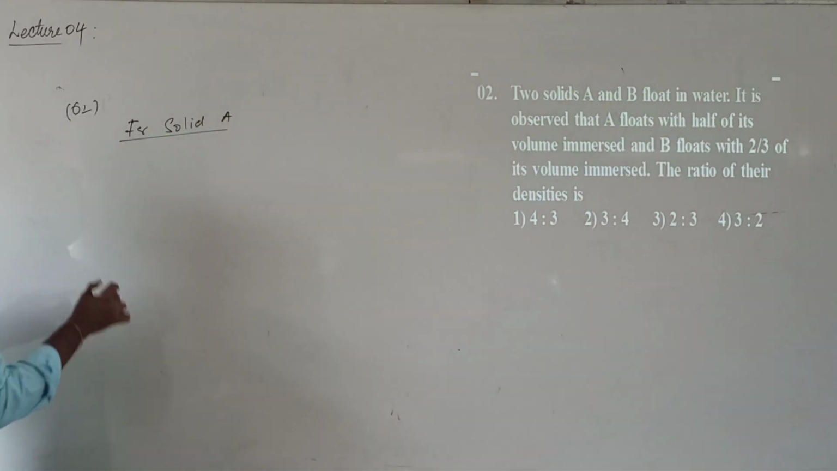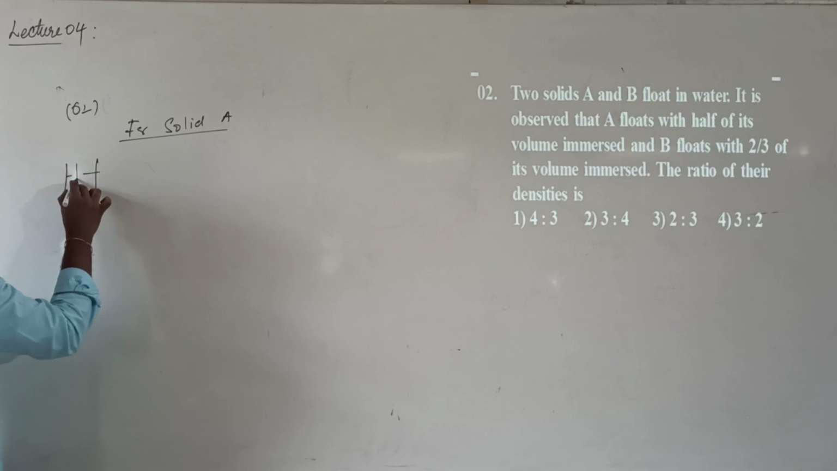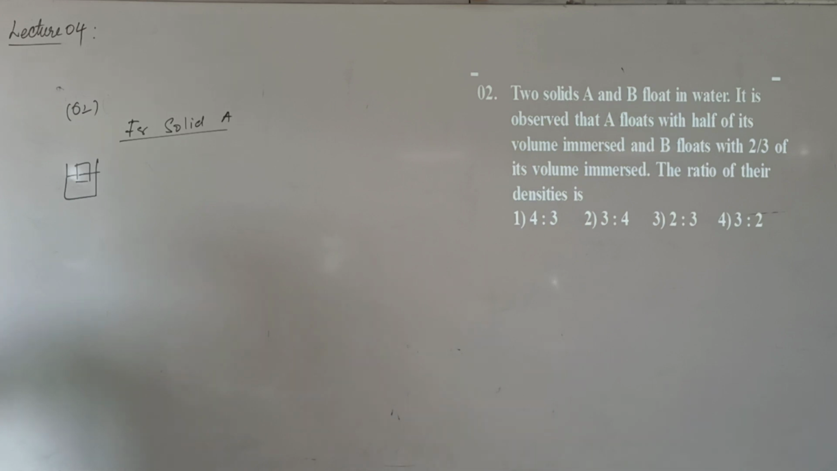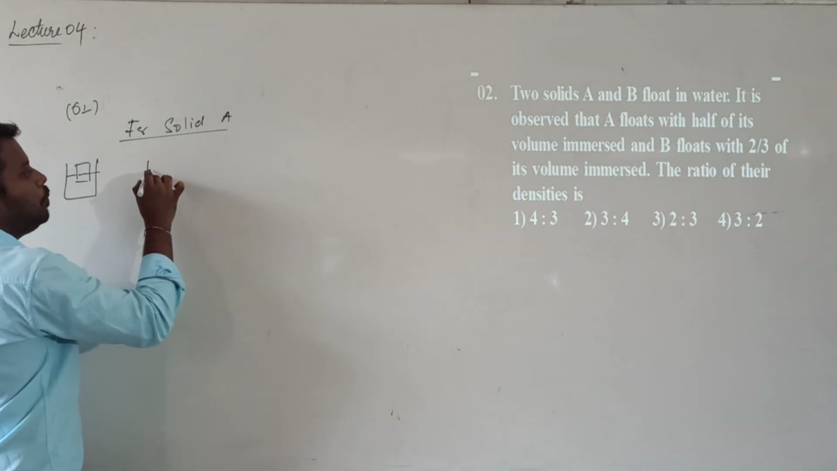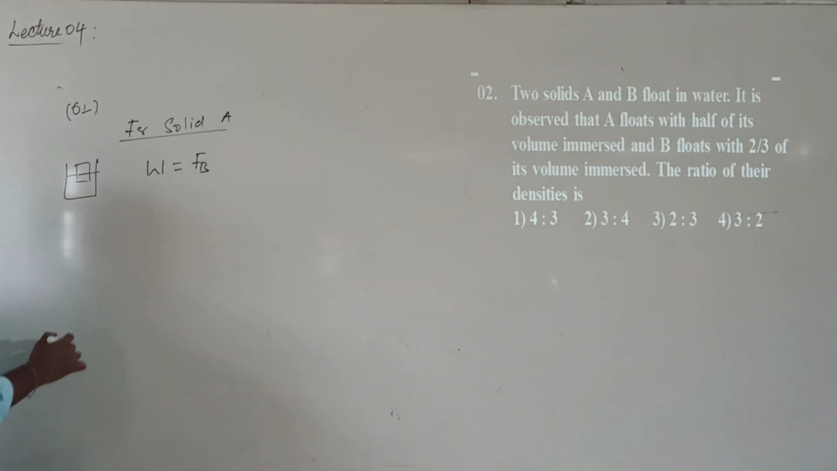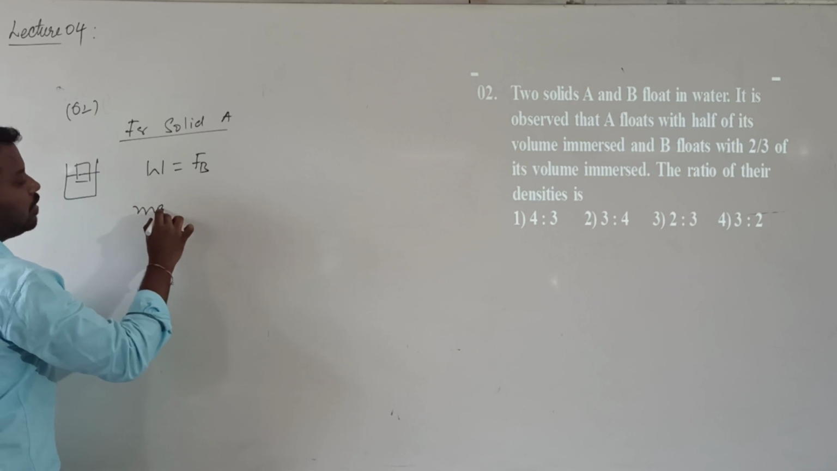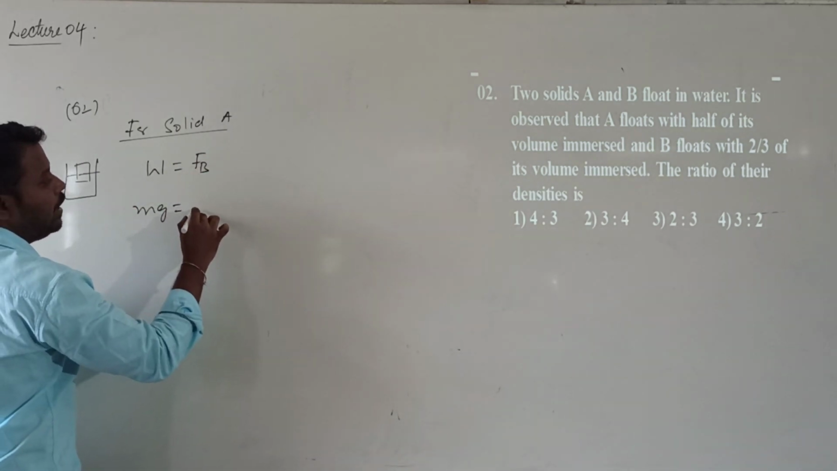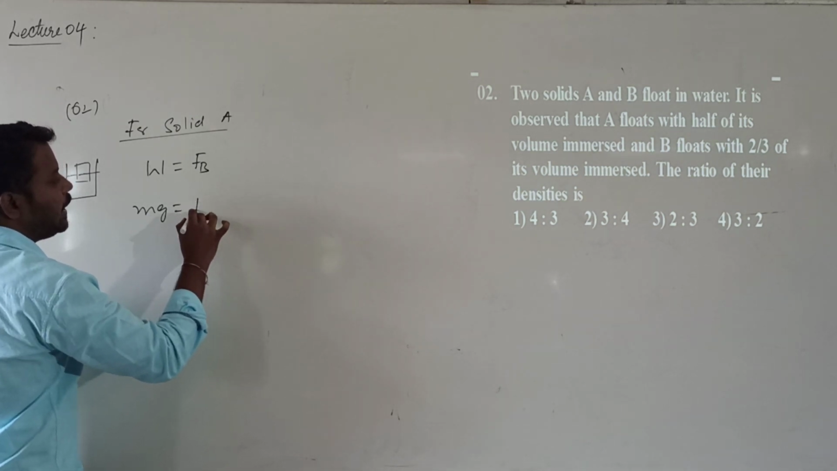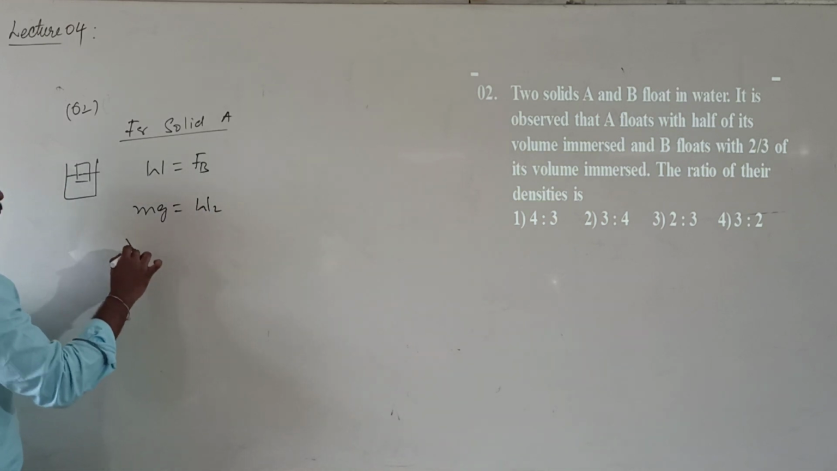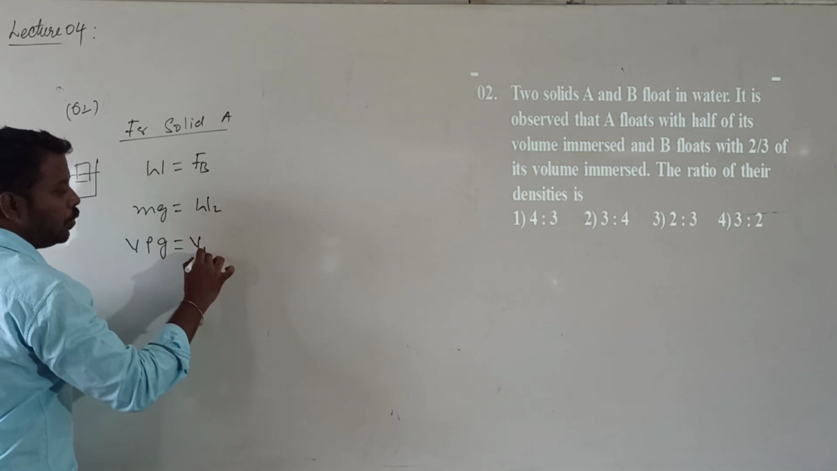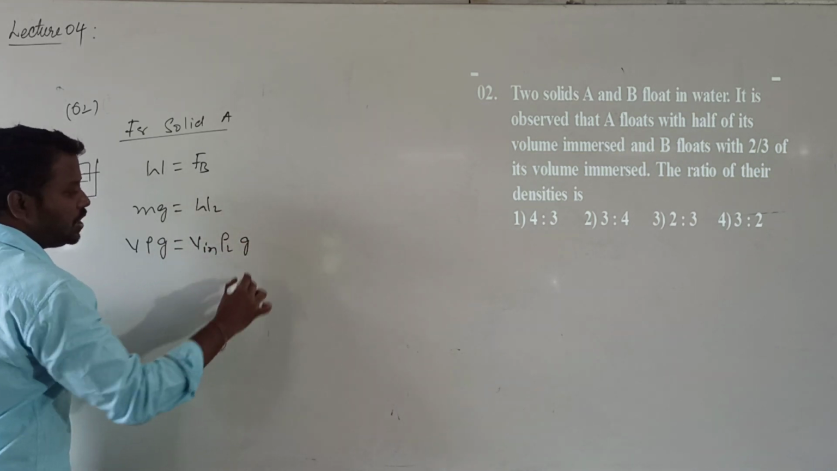So A is floating in water. How is it floating? Exactly half will be inside the water, half will be outside the water. So the weight of solid A will be balanced by the force acting from the immersed water. Clear? So weight mg will be equal to Fb, given by the weight of the displaced liquid. The displaced liquid weight can be written as WL. mg can be written as V into rho into g. WL can be written as V into rho L into g.